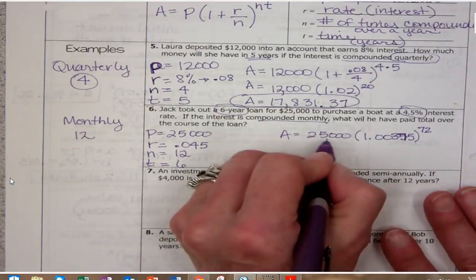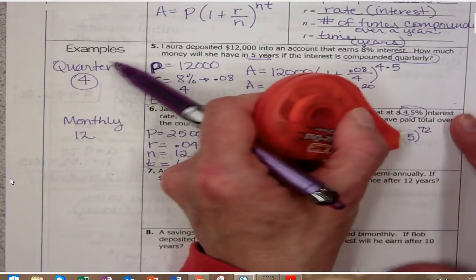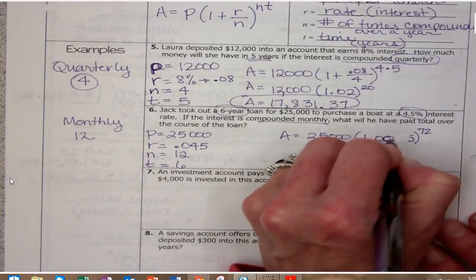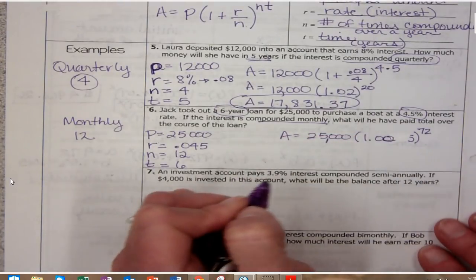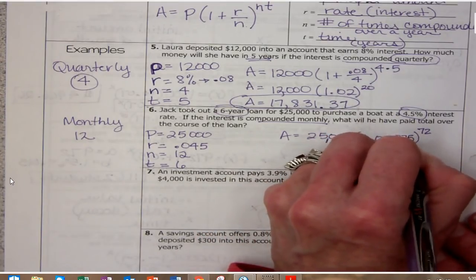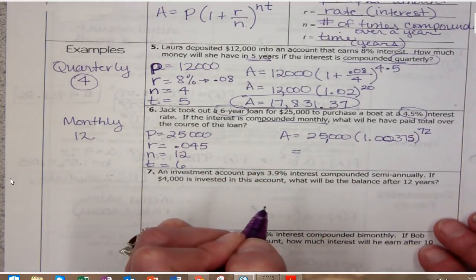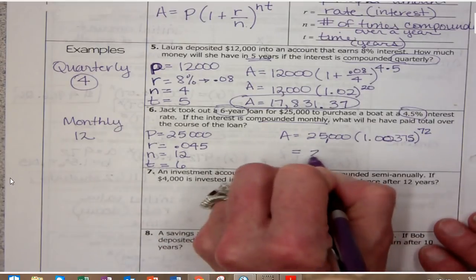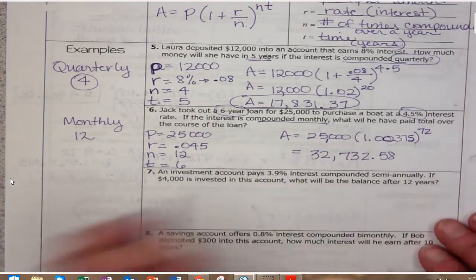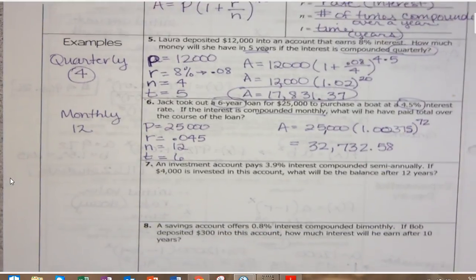Now, I'm not telling you to skip all this stage. I'm just skipping the stage in the interest of time. But I would suggest you write it down completely the way that you need to write it down. I'm just doing this because I don't want to make this video longer. When you plug all that into your calculator, you're going to get 32,732.58.